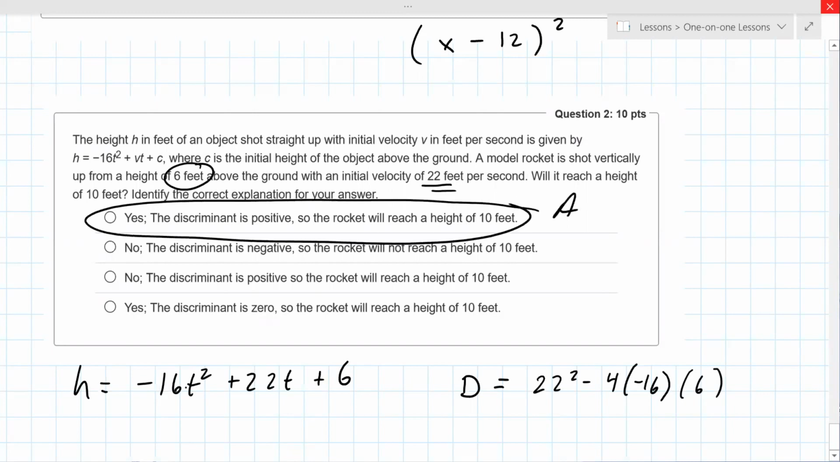Excellent. All right, let me see if there's any more. That might have been the last one. Yeah, it looks like that's all of them. So I'm going to submit for you here. You did all the work, did a great job. All right.